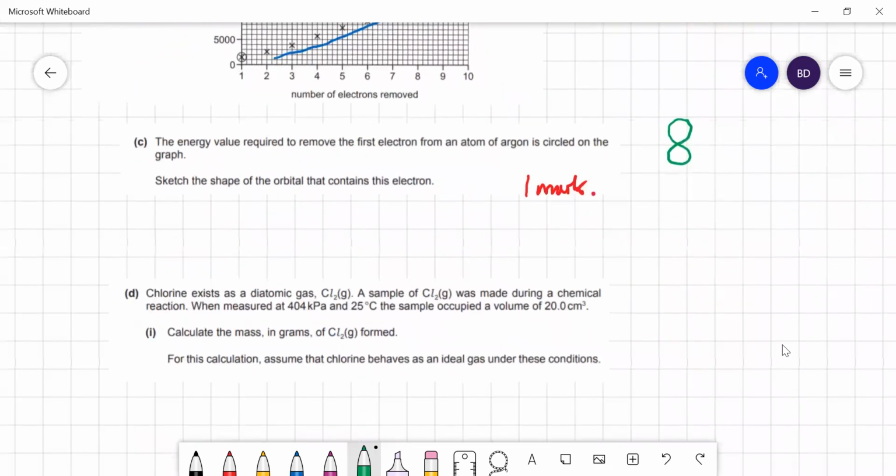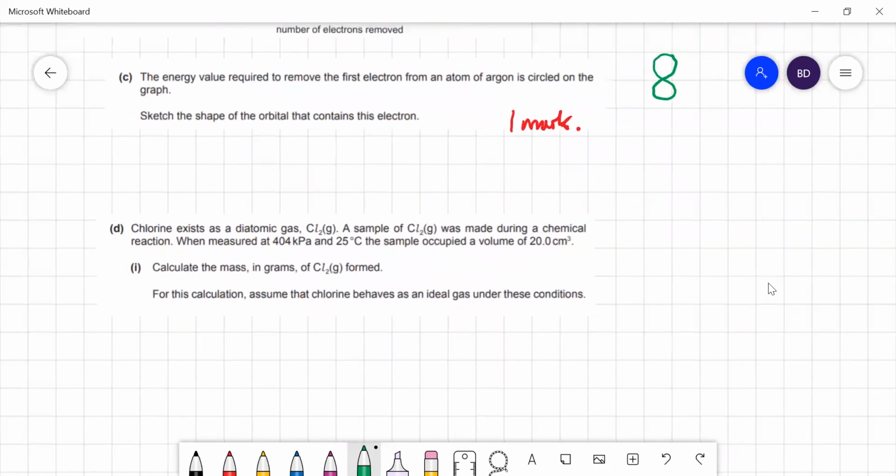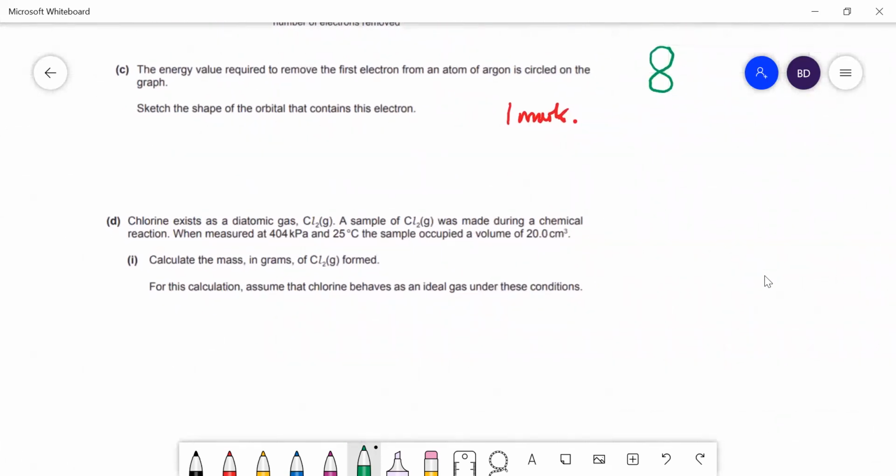Right, now we have an ideal gas calculation. Chlorine exists as a diatomic gas, Cl2. A sample of Cl2 was measured in a chemical reaction. It gives you the pressure, and it gives you the temperature, 25 degrees C, which of course is 298 Kelvin. We need to use Kelvins in the ideal gas equation. And the sample occupied 20 centimeters cubed. Calculate the mass in grams of the chlorine formed.